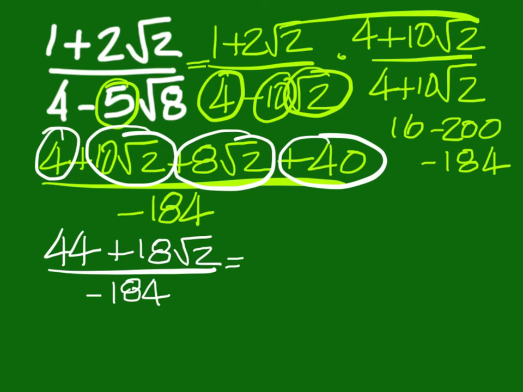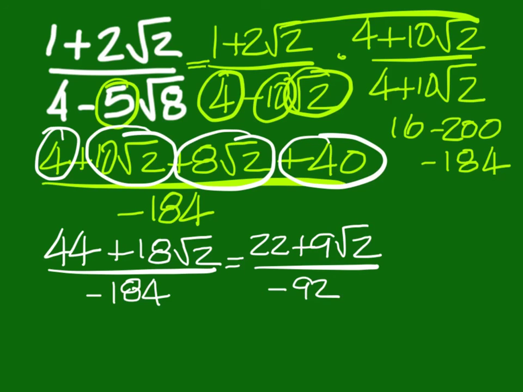At the very least, you can cut this, this, and this in half. So if we do that, we get 22 plus 9 square root of 2 over a negative 92. You won't be able to simplify any further after that except to change the sign of everything to eliminate the negative on the bottom.